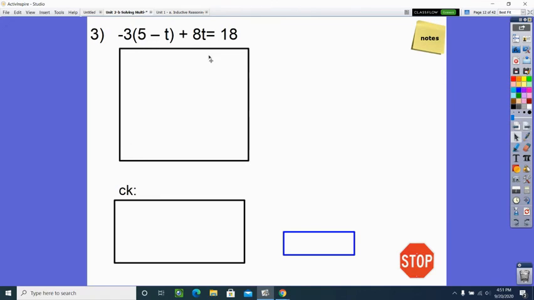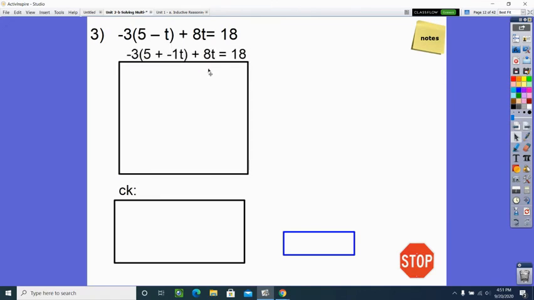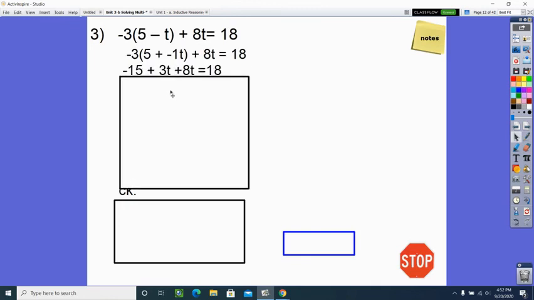Okay, first step. If you want to change the minus, oh, by the way, the t was kind of missing a coefficient. That's the invisible 1. So you can slide that 1 in. And if you want to change the minus to plus and negative, you can. Now I'm going to give you a piece of advice. If you're finding that you're messing up the distributive property signs, try changing the minuses to plus and negative, and that could help you. So -3 times 5 and -3 times -1t.